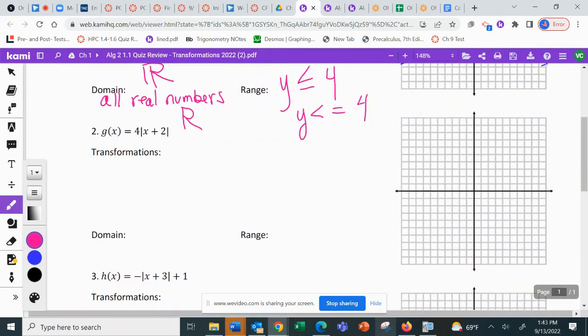So I'm going to start out by putting my parent function over here. I forgot to do that on the first one. And if you are working ahead of me, because I'm giving all these explanations and answering all these questions so it takes longer, you could go and do all your parent functions too.